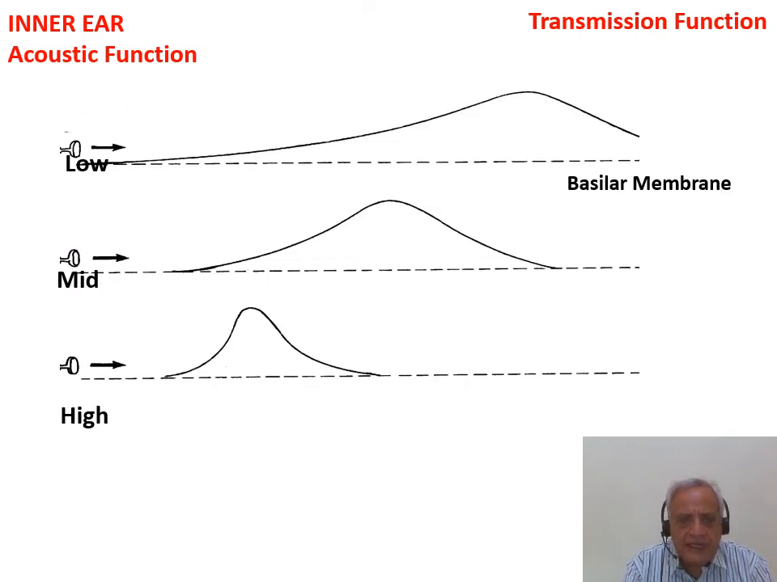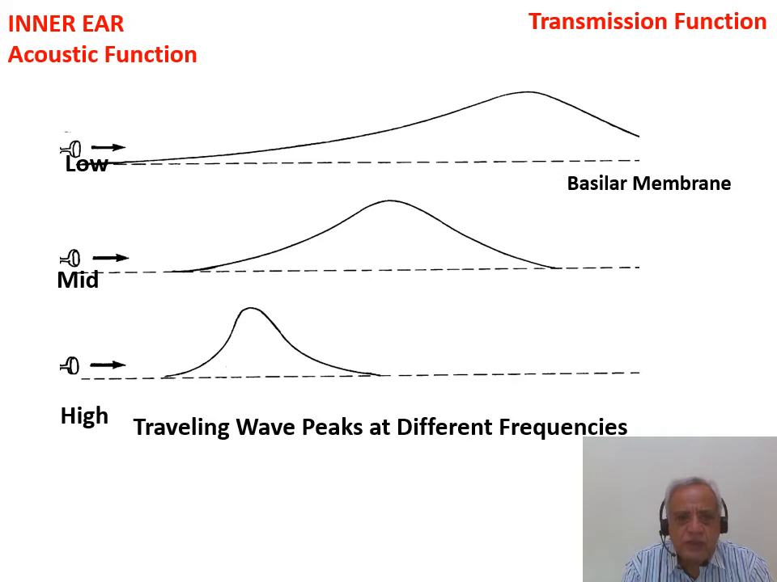Depending on the site where the basilar membrane is maximally stimulated, the frequency will be determined. In the first row, you can see that the movement is at the apex, so this will be called a low frequency. In the middle one, the highest movement is in the middle, so we are going to call it the middle frequency. And in the third row, the movement is maximally at the base, and this will be called a high frequency sound.